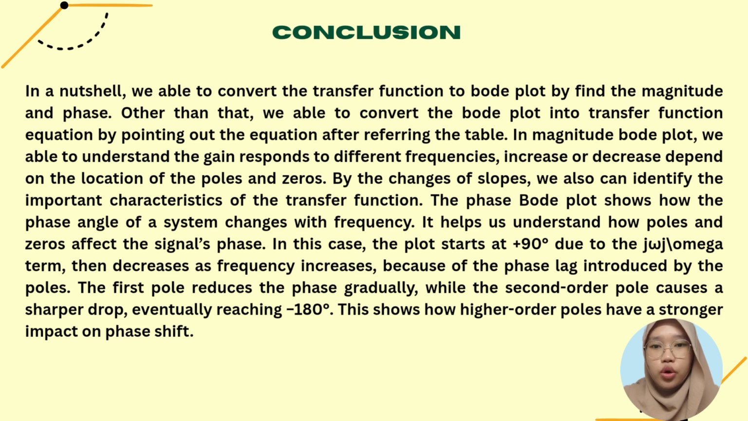The phase Bode plot shows how the phase angle of the system changes with frequency. It helps us understand how poles and zeros affect the signal phase. In this case, the plot started at positive 90 degrees due to the j omega term, then decreases as the frequency increases because of the phase lag introduced by the poles. The first pole reduces the phase gradually, while the second order pole causes a sharp drop, eventually reaching negative 180 degrees. This shows how higher order poles have a stronger impact on the phase shift.